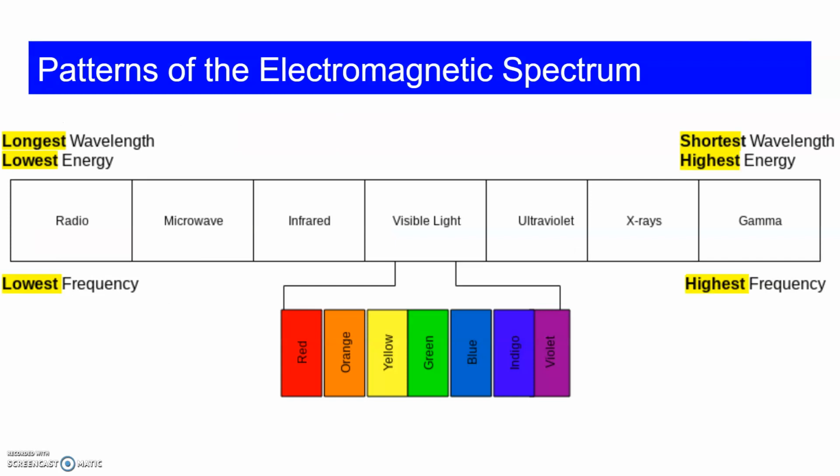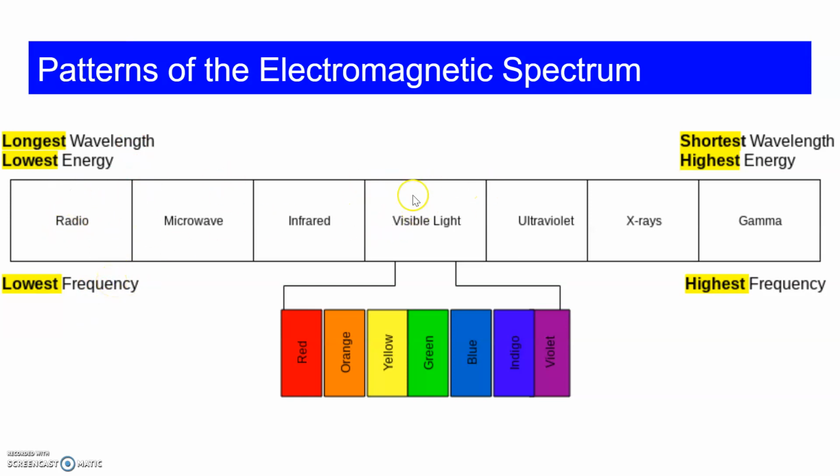So, there are certain patterns to the electromagnetic spectrum. You have the longest wavelength, lowest energy, and the lowest frequency on the radio side, and as you go from left to right, you gain energy, you have higher frequency, and you have a shorter wavelength. Remember that wavelength and frequency are inverse. So as you increase the wavelength, the frequency decreases.